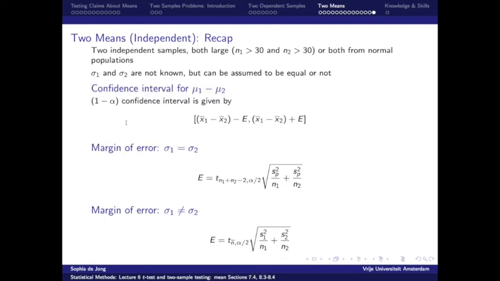The 1 minus alpha confidence interval is given by the difference of the sample means of the two samples minus the margin of error and plus the margin of error for the right bound. This margin of error is equal to this in case that you can assume that sigma 1 is equal to sigma 2. And it's equal to this in case you cannot make that assumption. So in case sigma 1 is unequal to sigma 2. Again, you don't have to remember these formulas, but you have to know when to use what formula.